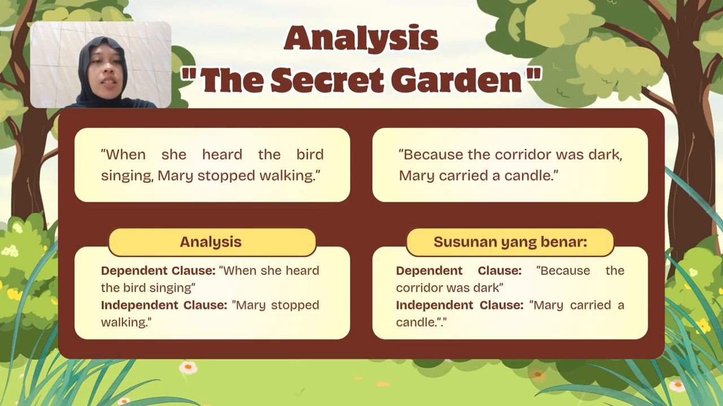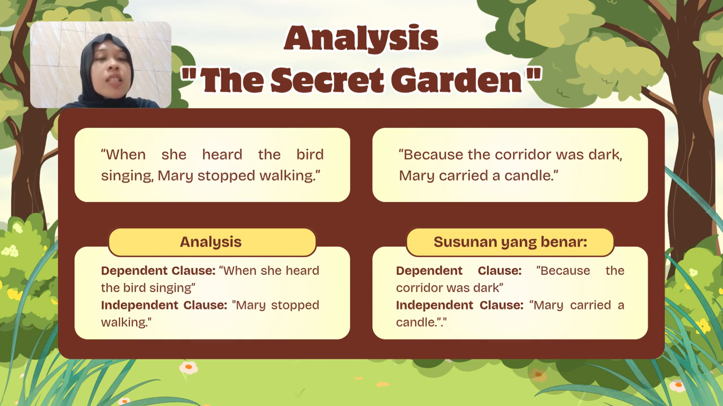Okay, the next sentence is, when she heard the bird singing, Mary stopped walking. The dependent clause is when she heard the bird singing. It starts with when, so it gives information about time. It explains when Mary stopped walking. The independent clause is Mary stopped walking. This part is the main idea and can stand alone as a complete sentence.